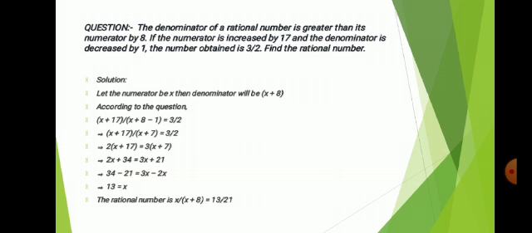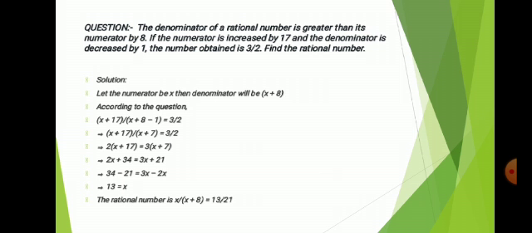The number obtained after that is 3/2. We have to find the rational number. So the new rational number will be (x plus 17) upon (x plus 7) is equal to 3/2. Now after this step we have to do cross multiplying. 2 is multiplied with the x plus 17 and 3 is multiplied with the x plus 7. Now 2 is multiplied with the whole bracket x plus 17 and 3 with the whole bracket x plus 7. 2x plus 2 into 17, that is 34.